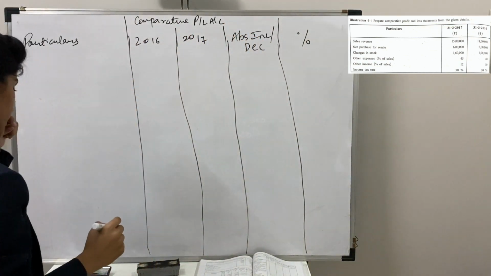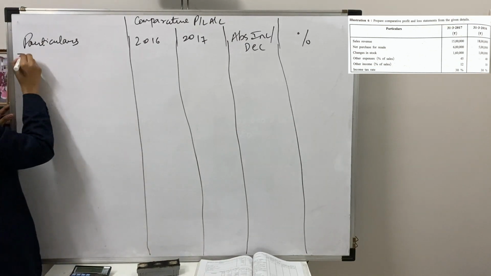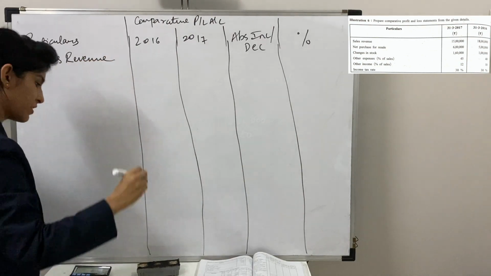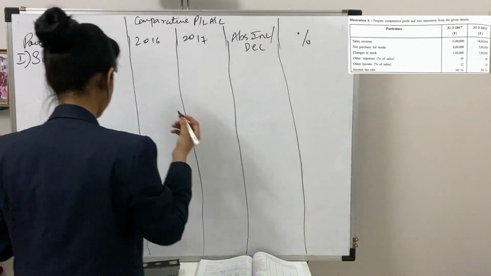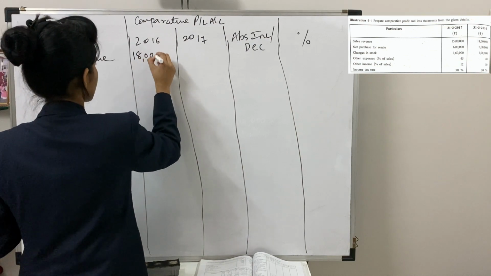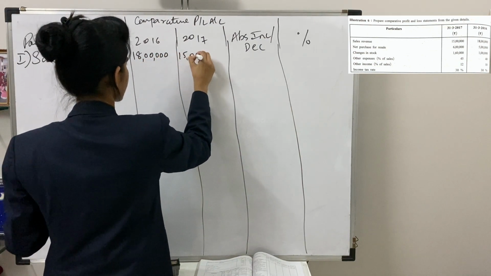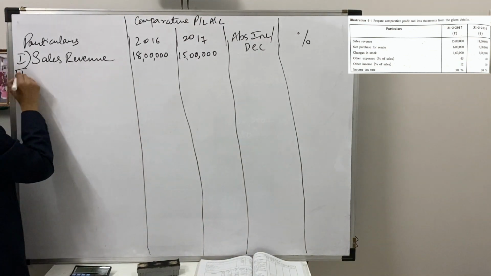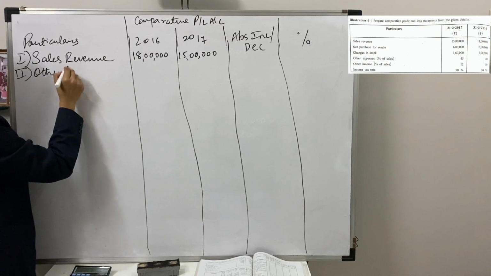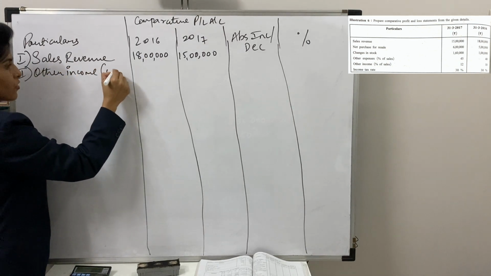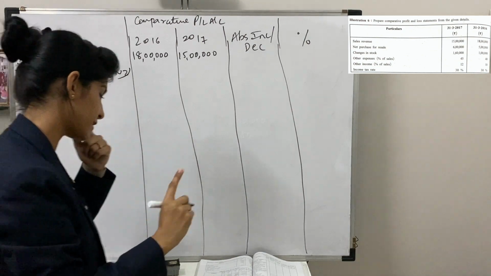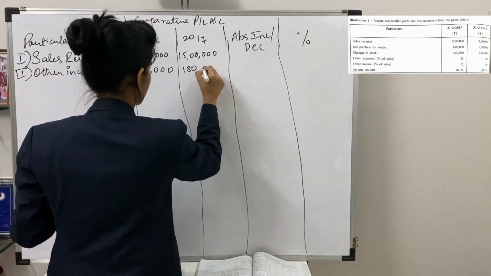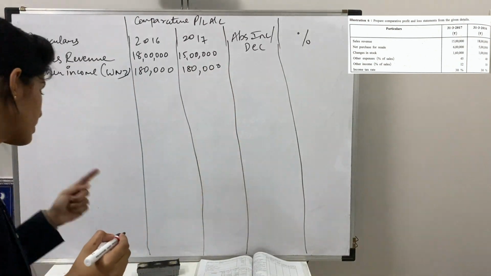Now coming to the solution, first thing we are given is your sales revenue. Sales revenue for 2016 is 18 lakh, whereas for 2017 is 15 lakh. First, we'll fill all the details given in the question. Second is your other income. This we have calculated from working note 2. In both the cases it was 1,80,000 and 1,80,000.